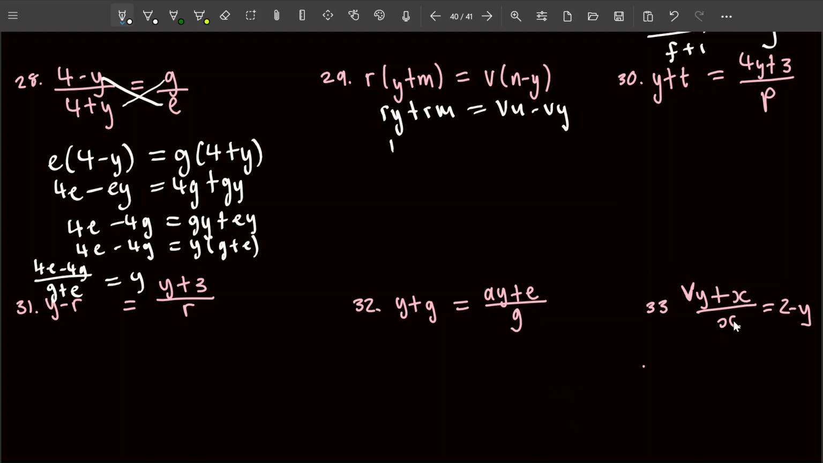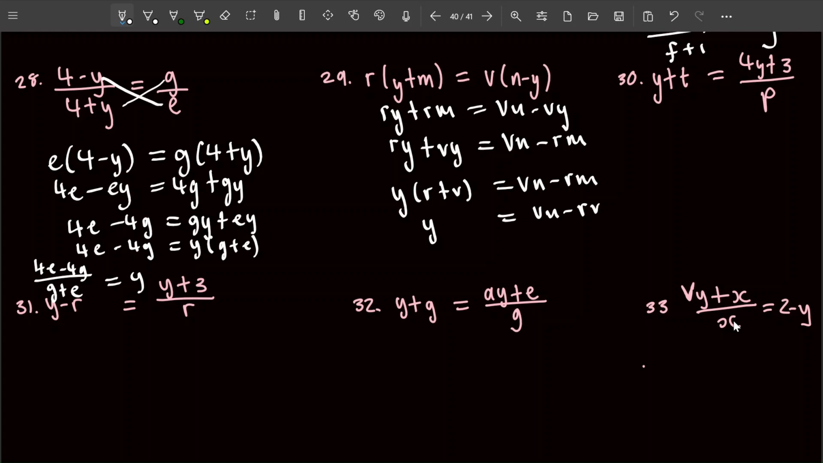What do I do? I take everything with y to one side. ry, then this negative vy is coming, is going to be a plus vy, is equal to, on the right we have vn, and then rm is coming to subtract. So it's going to be minus rm, because it was adding on the right, goes to the left to subtract. I hope you're understanding. What do I do now? I factor out y. y goes out. I have r plus v will be equal to vn minus rm. Then I take r plus v to the other side. I have y remaining. It is equal to (vn minus rm) over (r plus v). Done. We go to number 30.